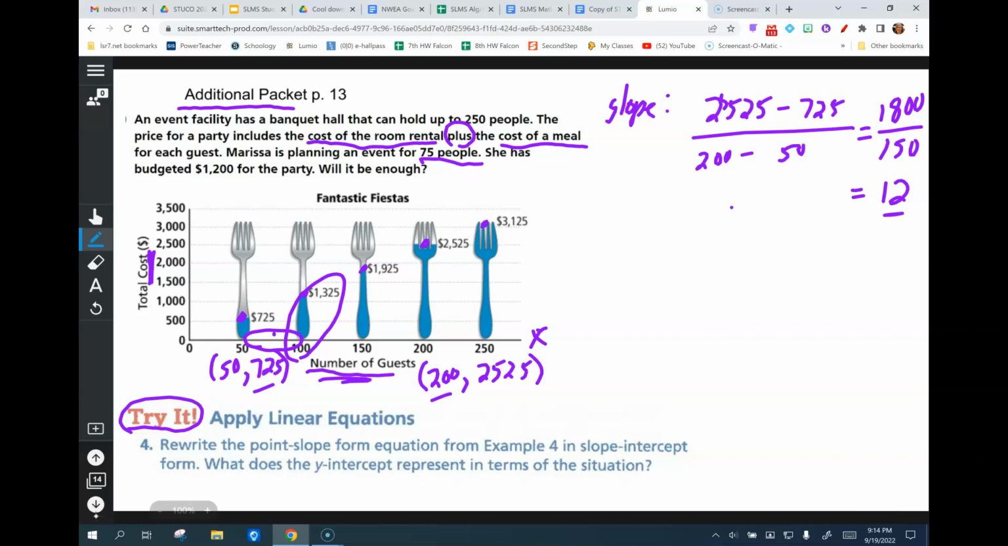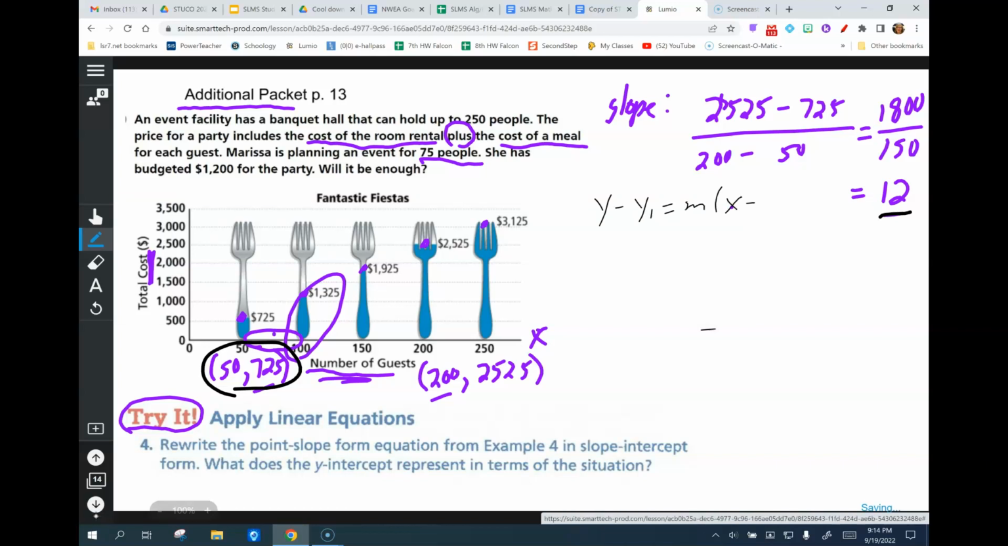Now, what we're going to do is plug it in. Do you want point slope or slope intercept? Which one should we pick? I'm going to pick point slope. So I'm going to take this point and this slope and go. I have y minus y sub 1 is equal to the slope times x minus x sub 1. So I have y minus my y value, 725, is equal to the slope times x minus the x value.